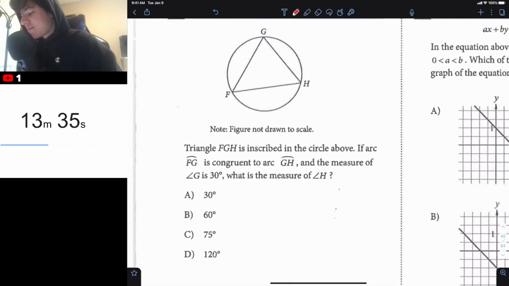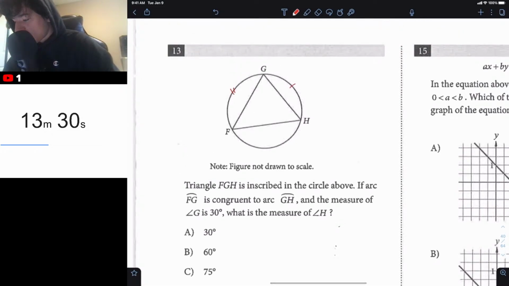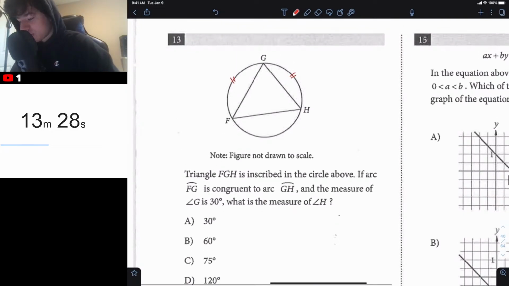Triangle FGH is inscribed in the circle above. Arc FG is congruent to arc GH. So this guy and this guy are the same. The measure of angle G is 30. Cool. What is the measure of angle H?